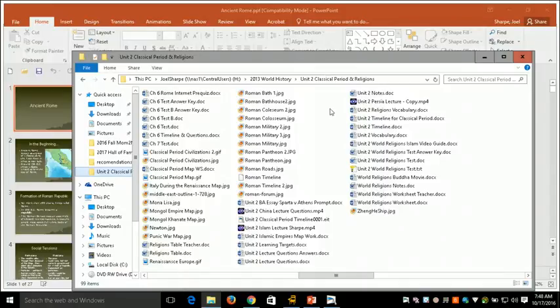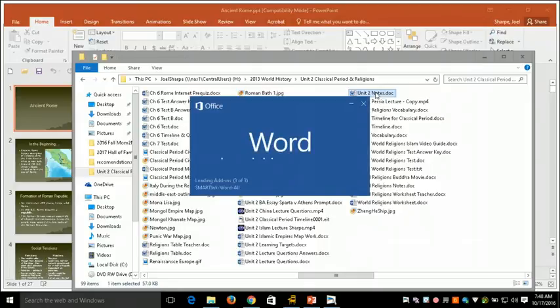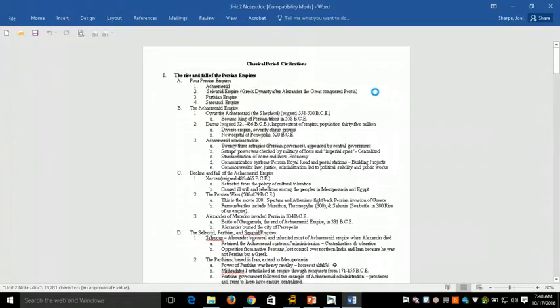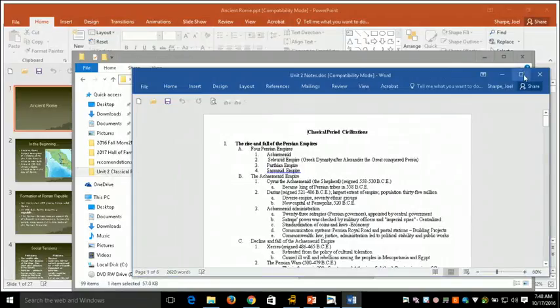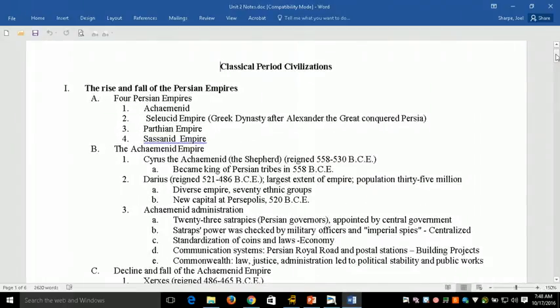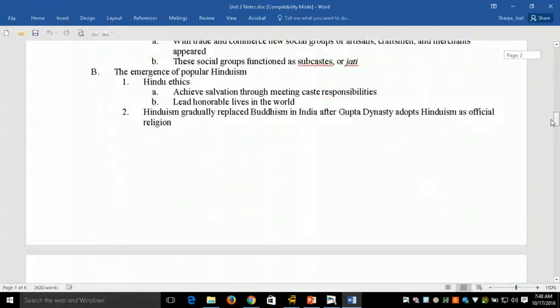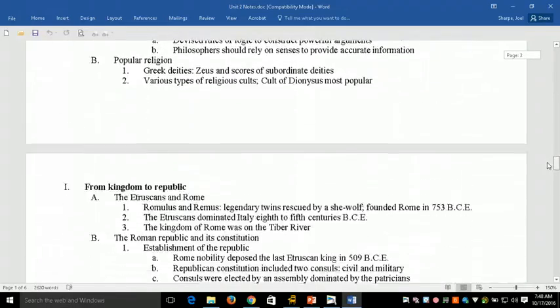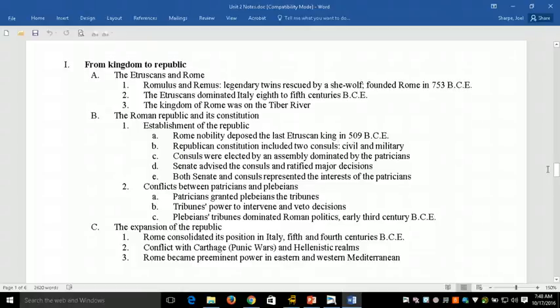So with that being said, I'm looking for the unit 2 note. There. So we start here. Okay, back here. So these are the notes that started with Persia, and then China and India, and then we went to Greece. And so now here we are at the Roman Republic.